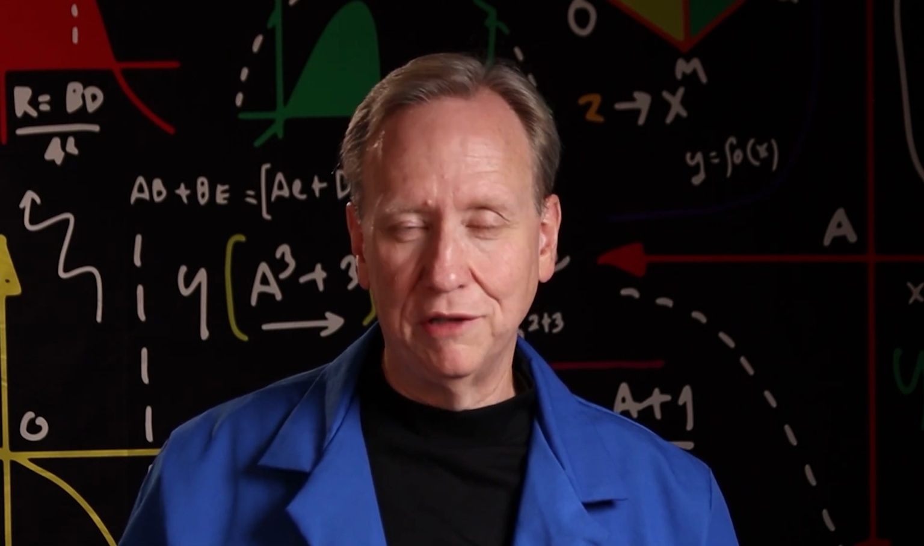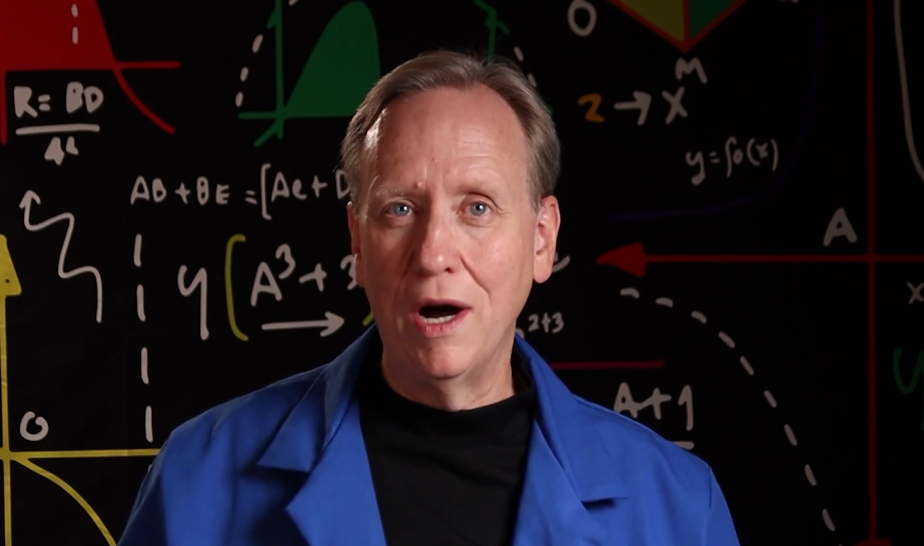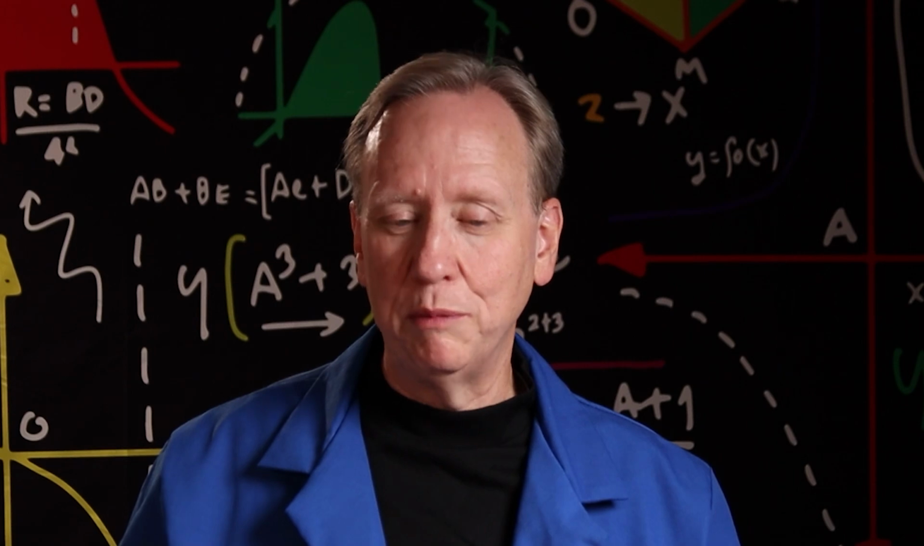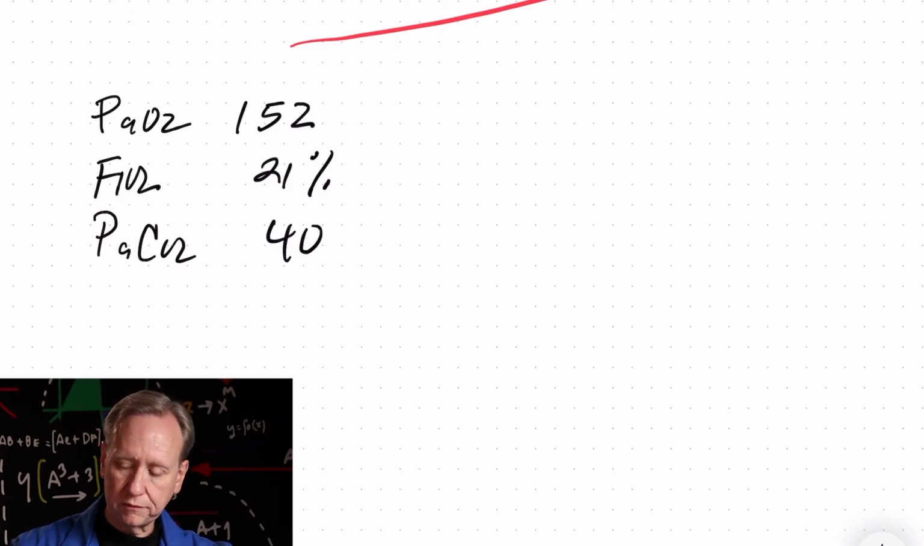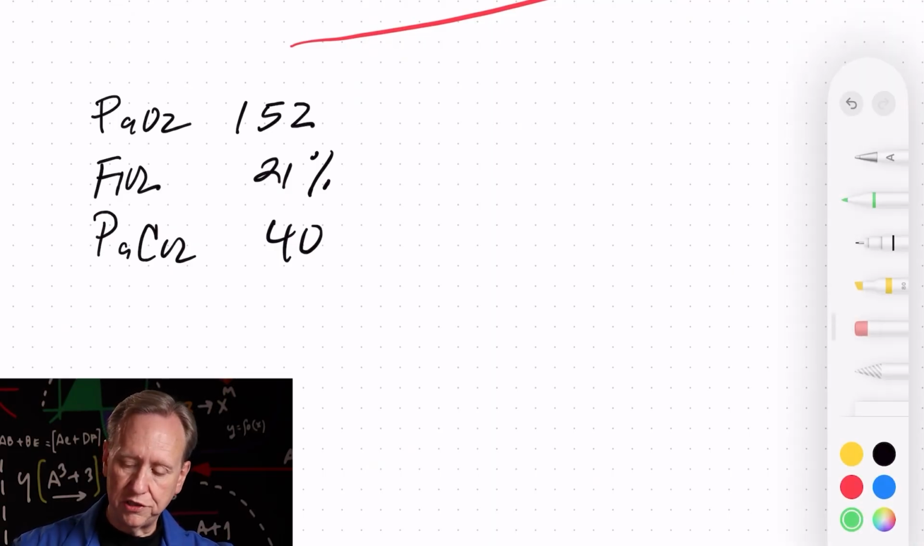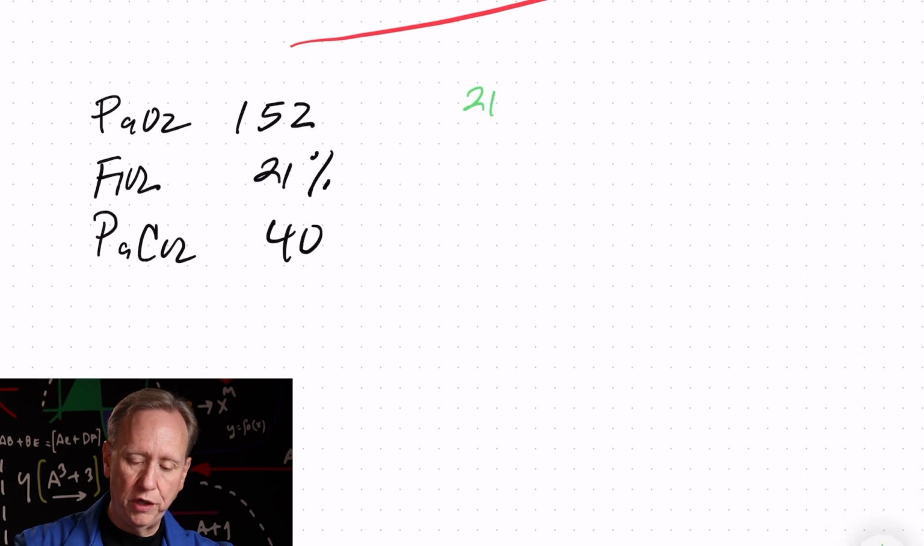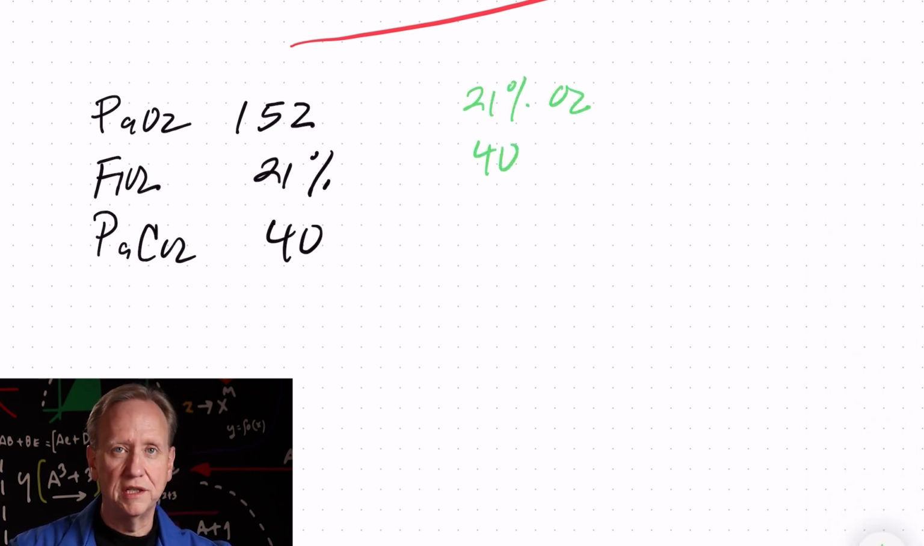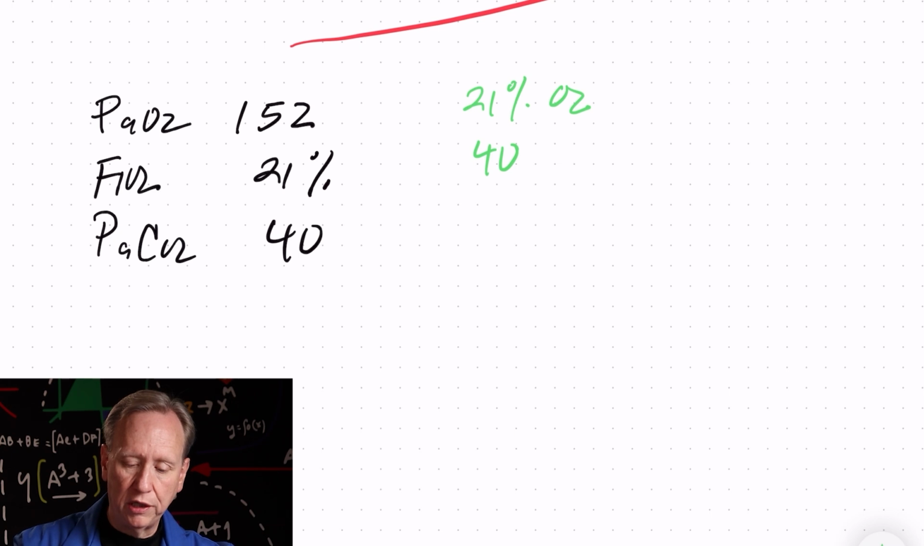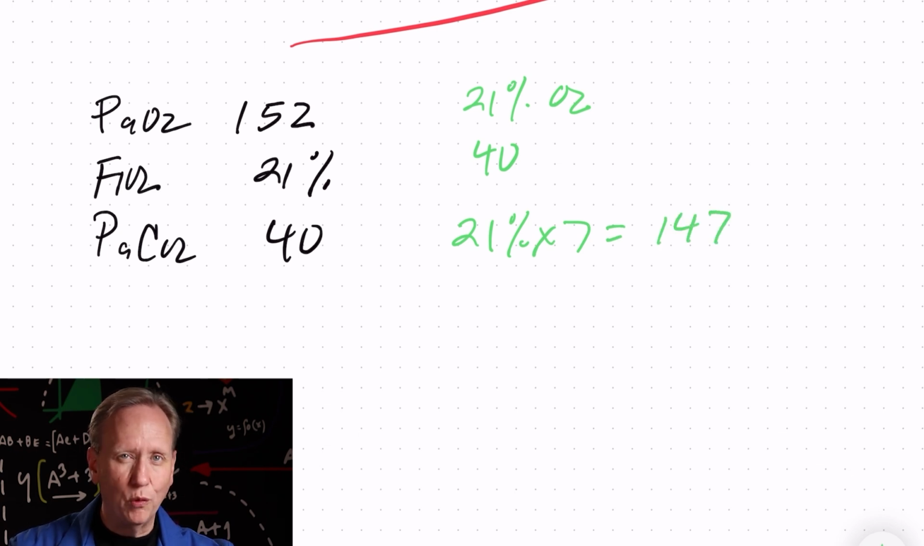But let's just take a look and prove with the alveolar air equation why 152 would not be possible. So what we want to do is a quick little calculation. Remember, we're dealing with 21% oxygen, and we know the CO2 is 40, so we're going to set up our shortcut. We know we're going to go 21% times 7, and that's going to equal 147. Right off the bat, we're in trouble because the PO2 in the artery is showing 152, and that's not possible.